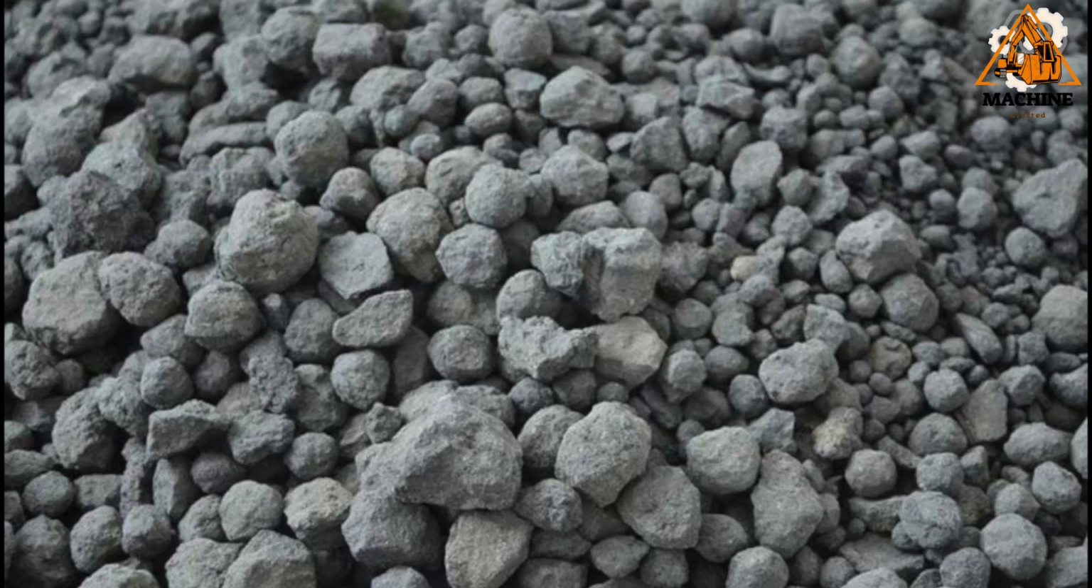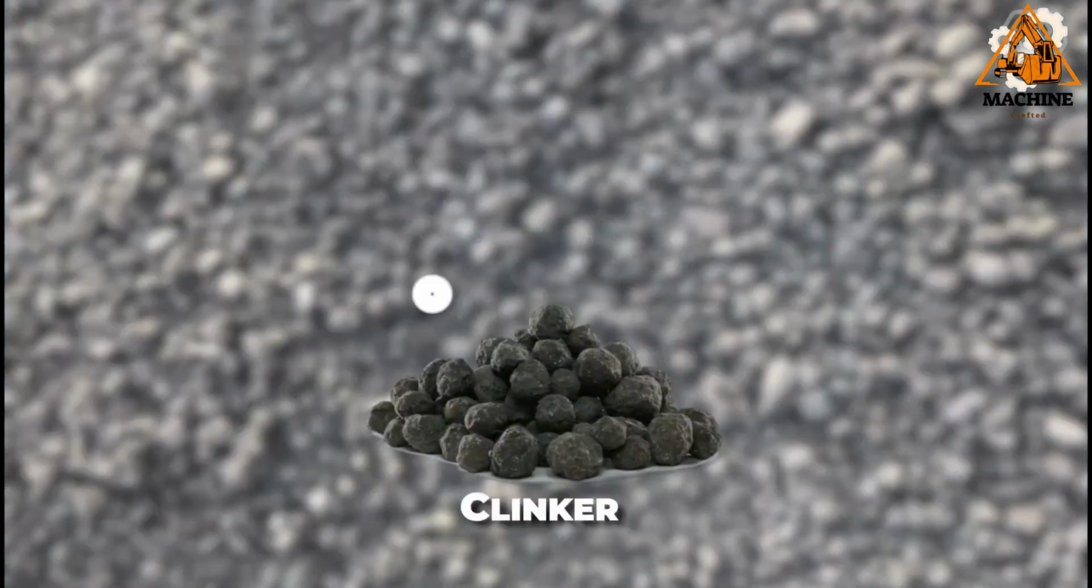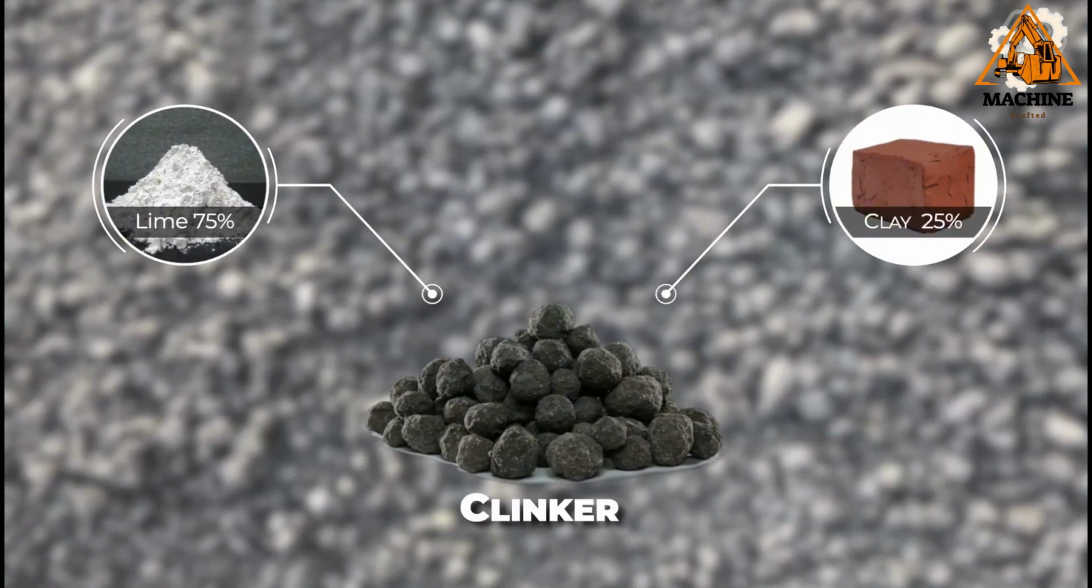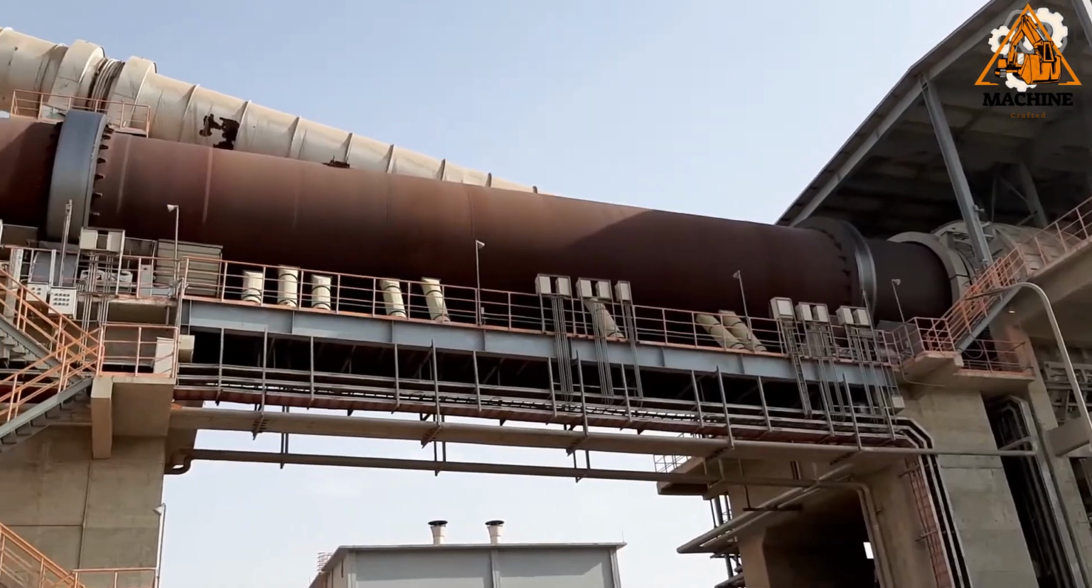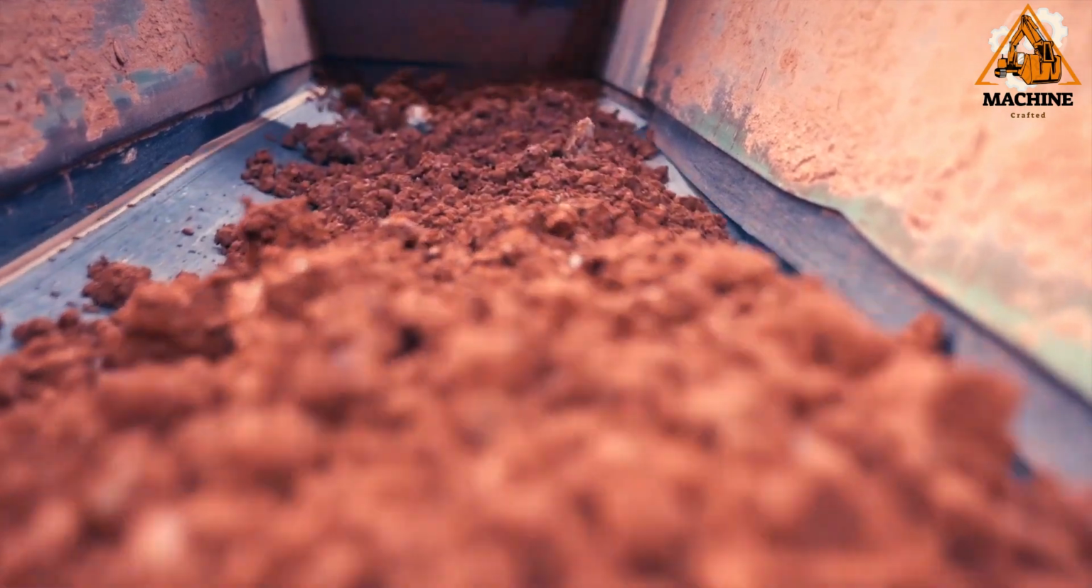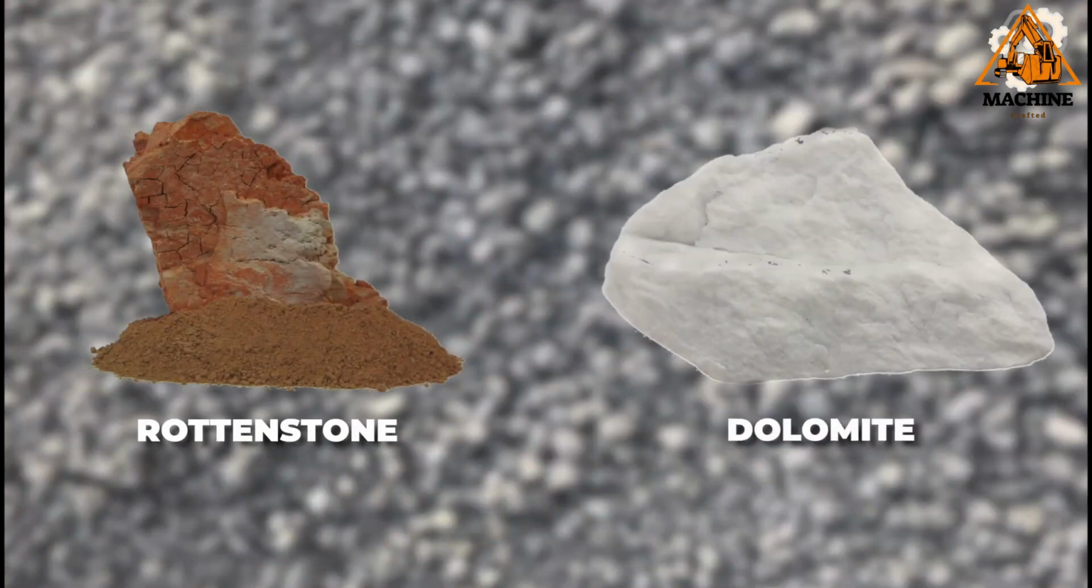Clinker is a special mixture of natural character, which as a rule is made of lime, about 75%, and clay, about 25%. All of its components are necessarily fired in special furnaces under the influence of high temperatures. It's also possible to replace clay with other components of natural origin, such as rotten stone or dolomite.